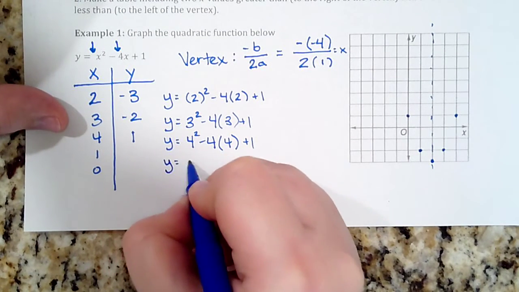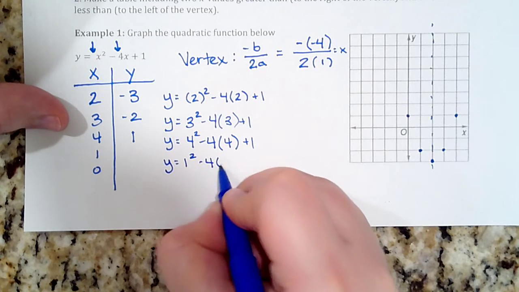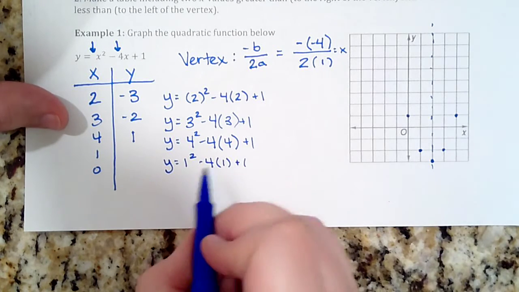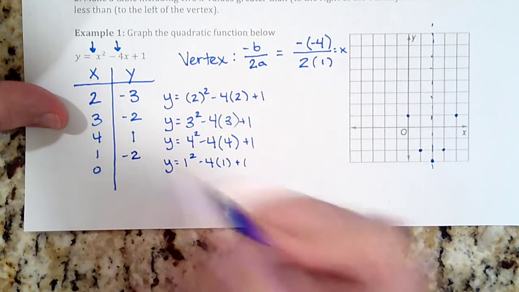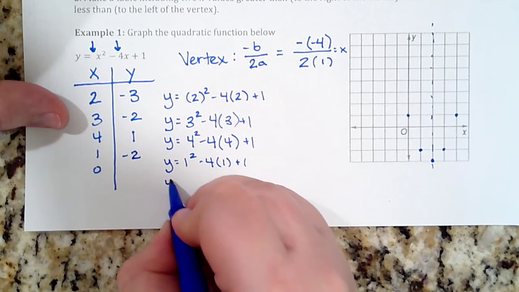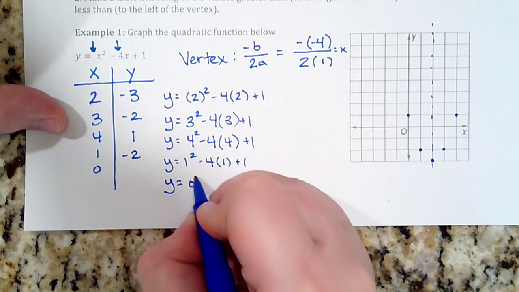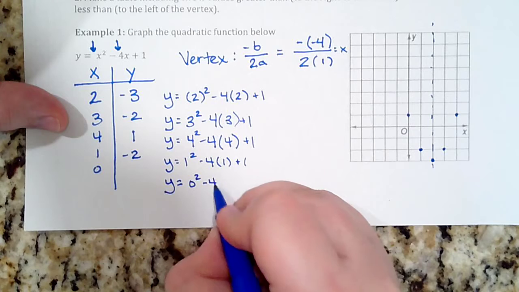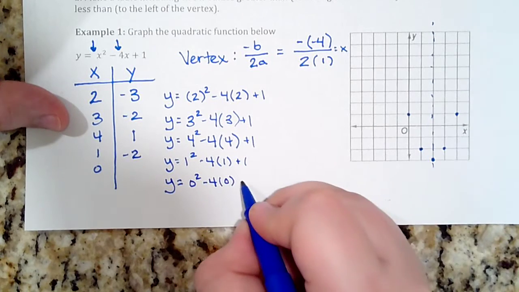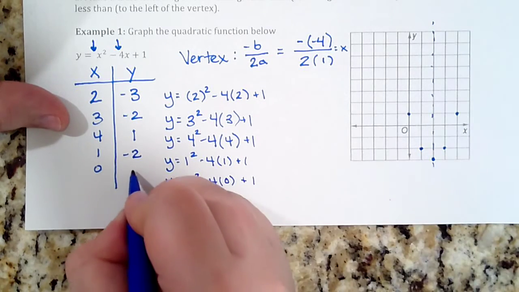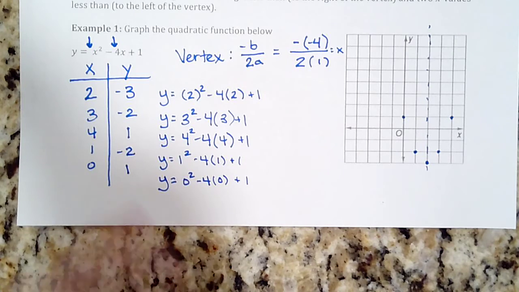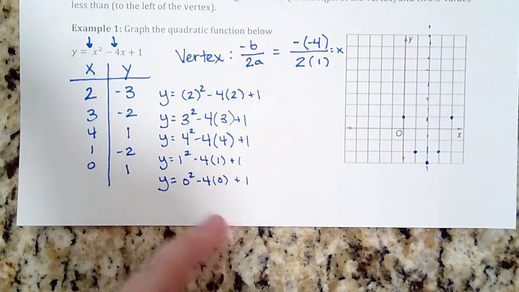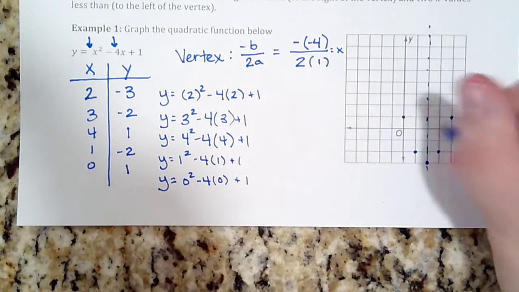So y equals 1 squared minus 4 times 1 plus 1. 1 minus 4 is negative 3, plus 1 is negative 2. Let's see if I was right about my 0 prediction. 0 squared is 0, minus 0, plus 1. I was. So the way to graph these is always to start by making that table. In my opinion, it's just easier because then once you find the vertex, you actually have somewhere to go with it. But we're not quite done graphing it.